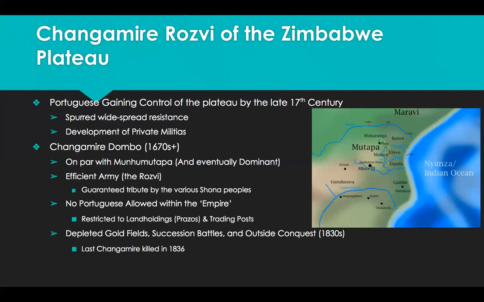And the Ndebele Kingdom is who, when British colonialism finally came at the end of the 19th century, they would come in contact with. So that's a little bit about the Rozvi Empire from its founding, technically in the 1670s, up until the 1830s.